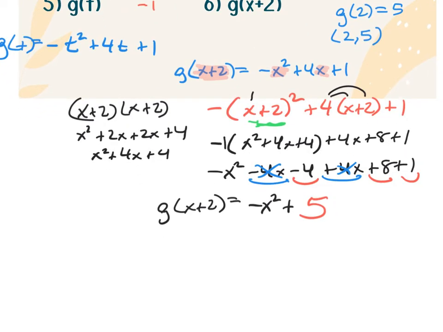Okay, if you want to write it as an ordered pair, you would do x plus 2, comma, negative x squared plus 5. So you just take this, put it here, and then take the answer, put it here. Let's do some more with an h of x function.